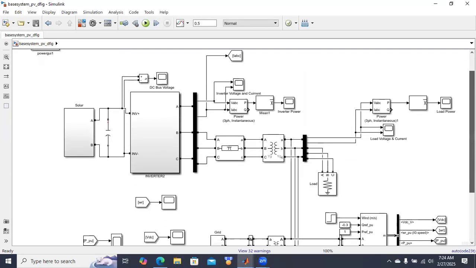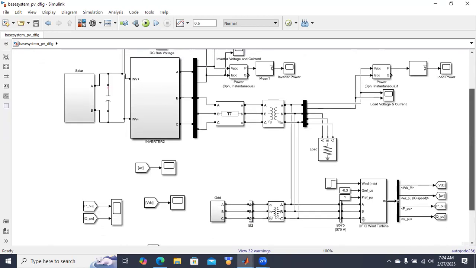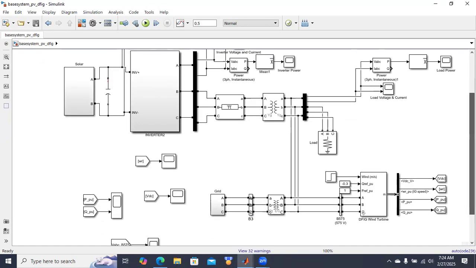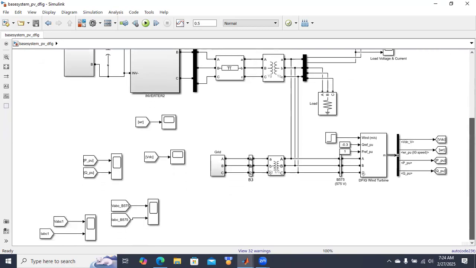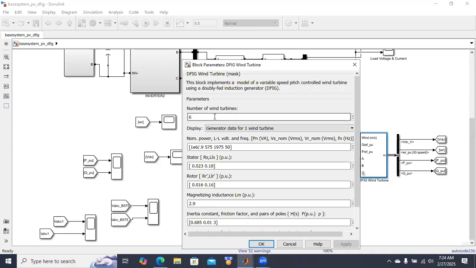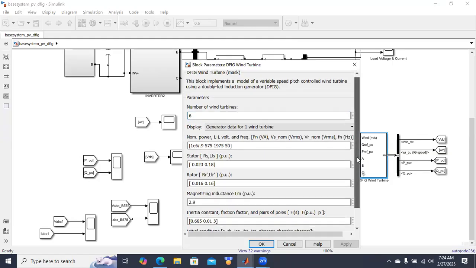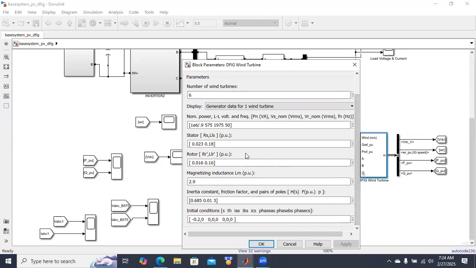Here this is PV plus DFIG, that is providing the supply to the grid and the load. DFIG here, the number of turbines is 6 and the nominal power is 1 megawatt. Line to line voltage is around 575 volt. This data we have to enter: frequency 50 Hz, and rotor side nominal voltage is around 2 kilovolt.